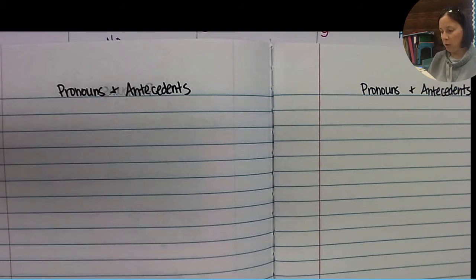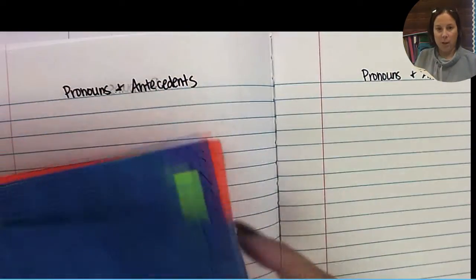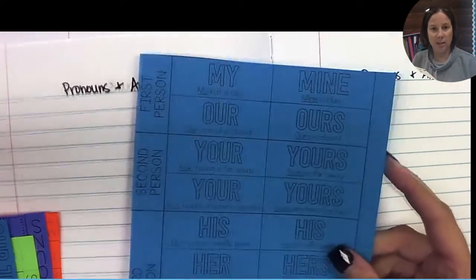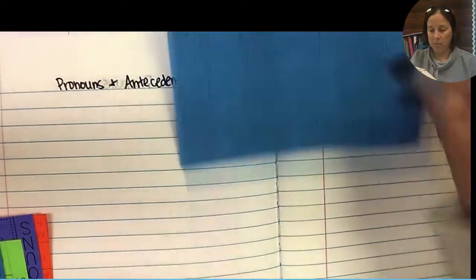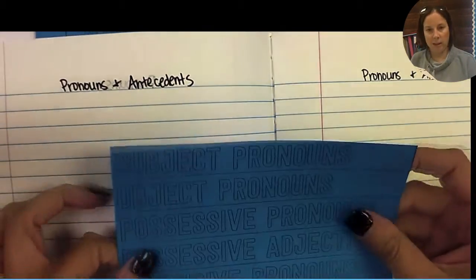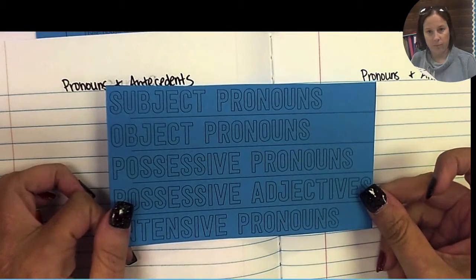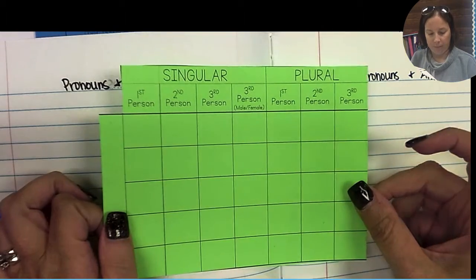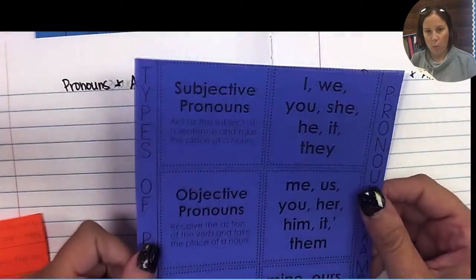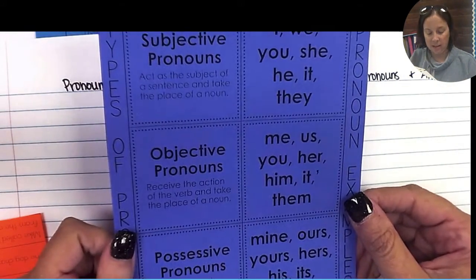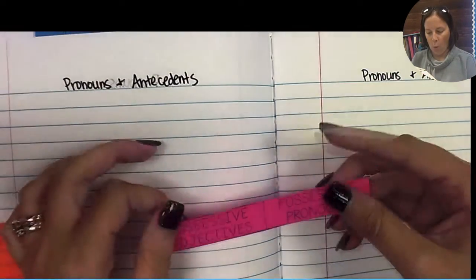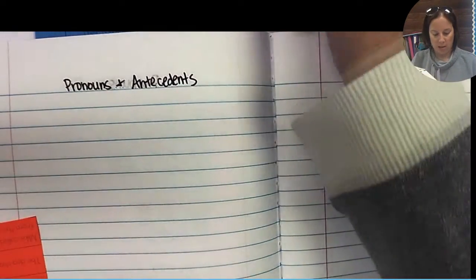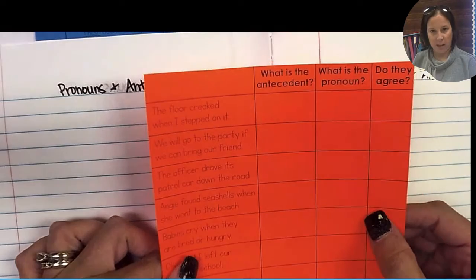Okay, so we do have a couple of foldables that we need for today. So you need one that looks like this. Okay. You need one that looks like this. One that looks like this. One that looks like this. One that looks like this. And one that looks like this.